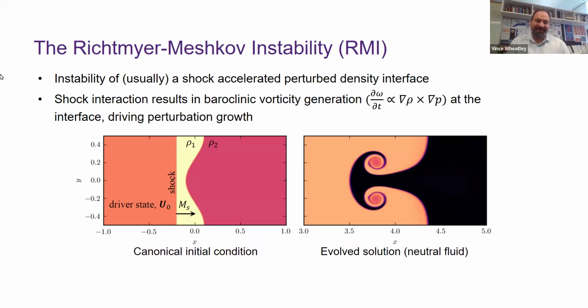It's usually the instability of a perturbed density interface that's accelerated by a shock wave. During the shock interaction, vorticity is deposited on the interface due to this baroclinic term in the vorticity equation, and that distribution of vorticity on the interface will cause the initial perturbation to grow and roll up, and usually leads to the transition to turbulence and intense mixing between the fluids.